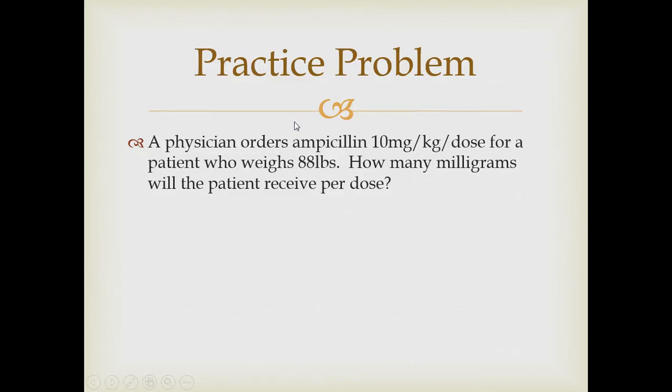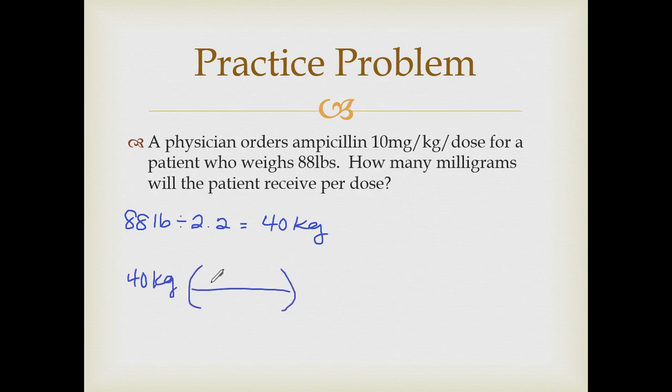Let's go ahead and do just one more, because I know this one could be a little bit difficult. A physician orders ampicillin 10 milligrams per kilogram per dose for a patient who weighs 88 pounds. How many milligrams will the patient receive per dose? Again, step 1, we're going to take our pounds and divide it by 2.2. So 88 divided by 2.2 will give me 40 kilograms of body weight. So this 40 kilogram patient is going to receive 10 milligrams per kilogram per dose. My kilograms will cancel. So I have 40 times 10, which is 400 milligrams per dose for this patient.